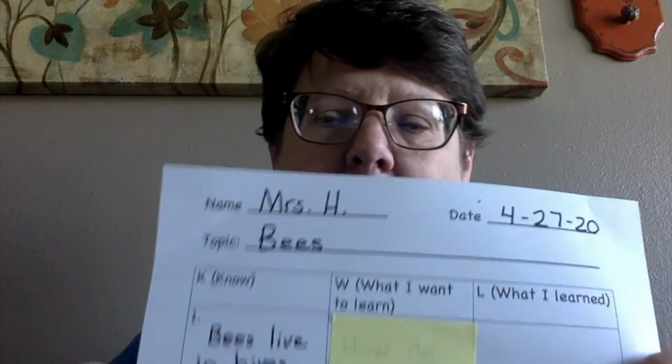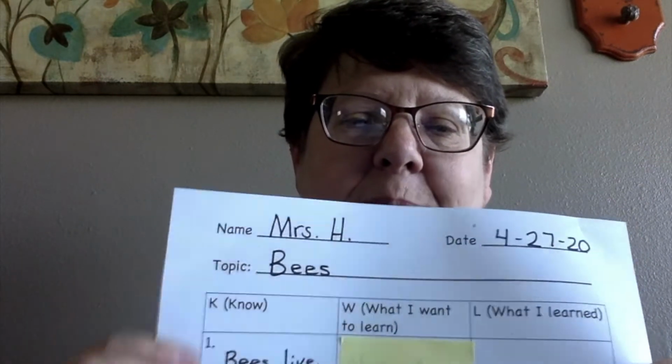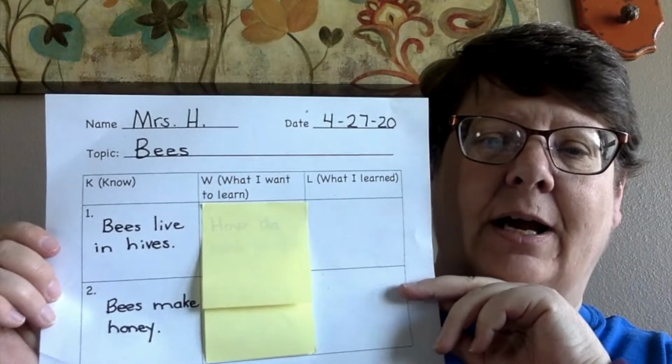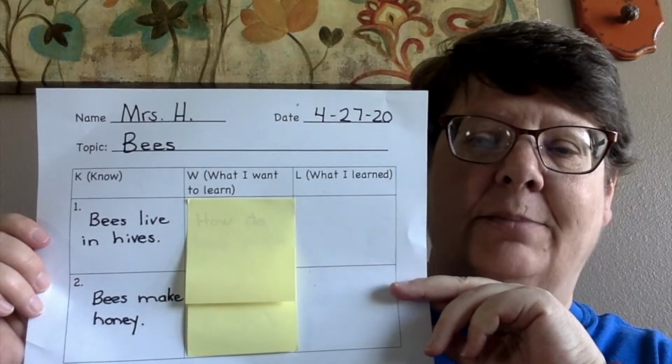So here's my KWL chart that I got ready. I wrote my name, I wrote the topic of bees, and I put the date on it. And here's 2 things that I know about bees. I know that bees live in hives, and I also know that bees make honey.